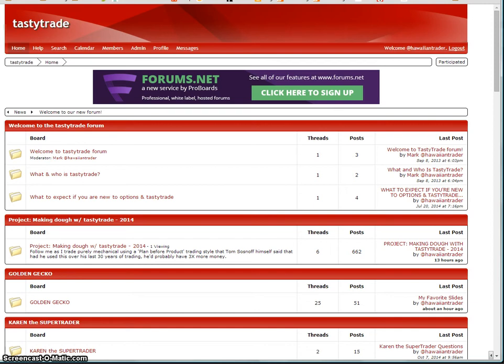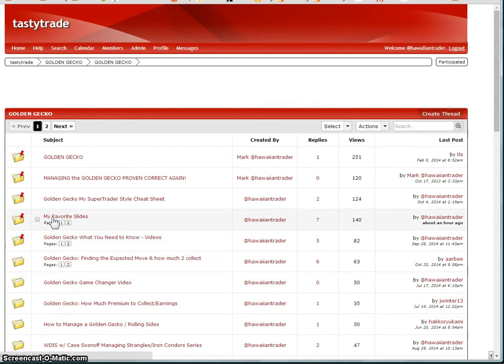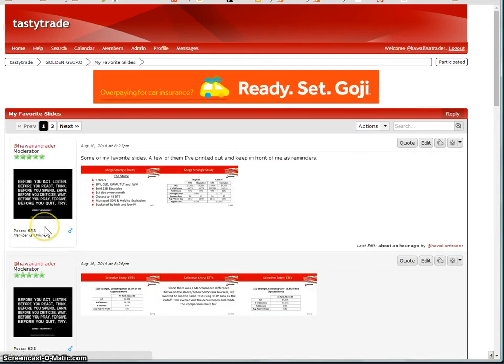Alright, I'm gonna do a hidden monkey golden gecko tutorial real quick on how to monitor and manage your positions. Some of the things I use a lot are right here. If you go to the golden gecko thread, which is my favorite slides, I think it's really important you folks understand why I use these and what they're about.